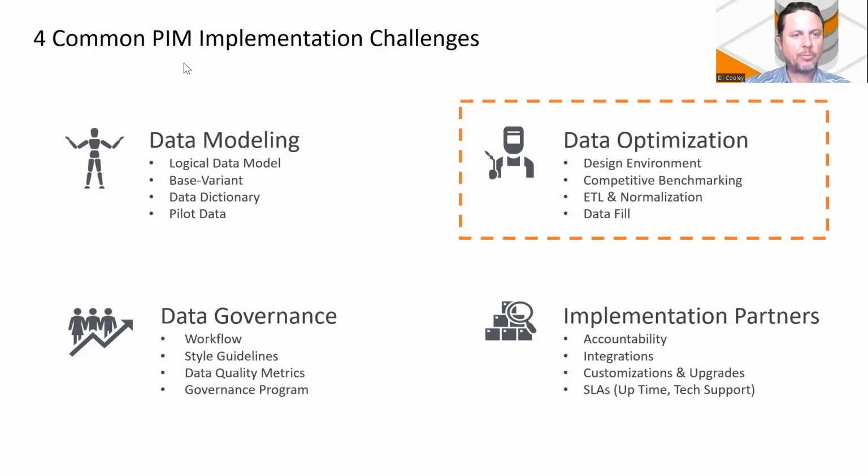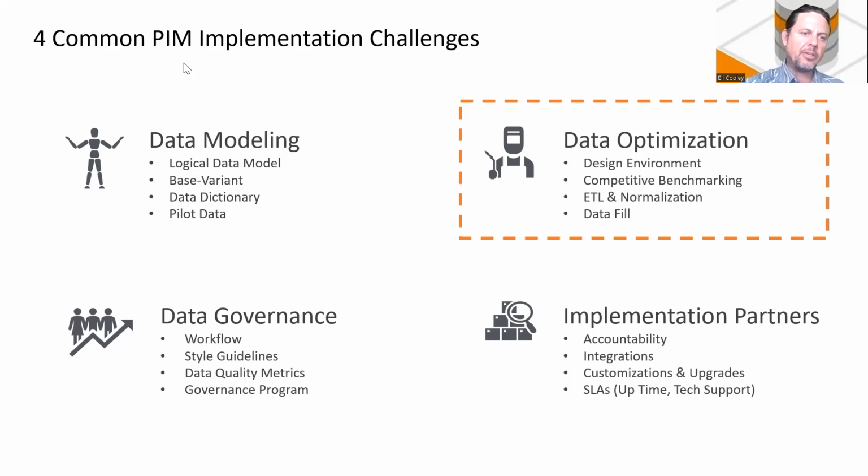Third would be the actual process of ETL, extract, transform, and load, and normalizing the content. This is where a lot of the work is. So you may have one or more legacy systems that you're merging together to load to PIM, and that data typically needs to be normalized. And that's where we start to develop some of the rules and style guidelines that we're going to use later for governance.